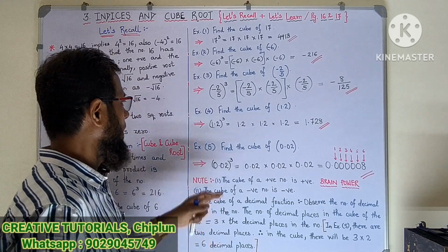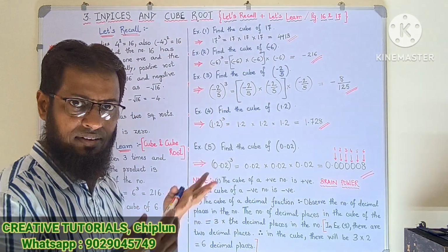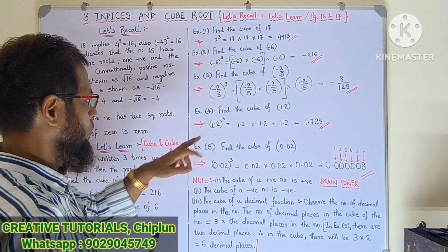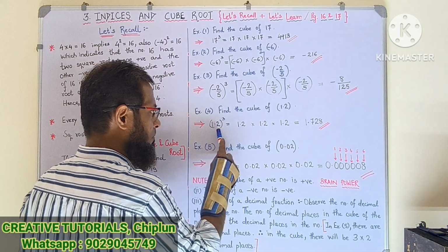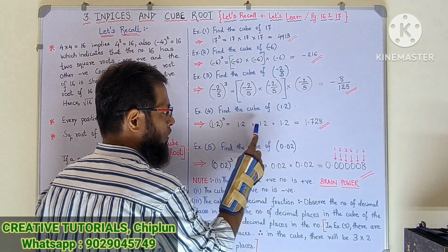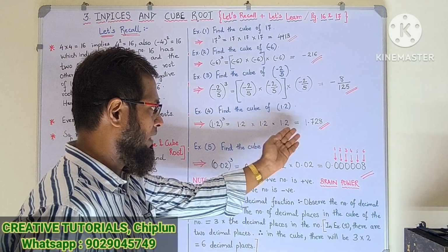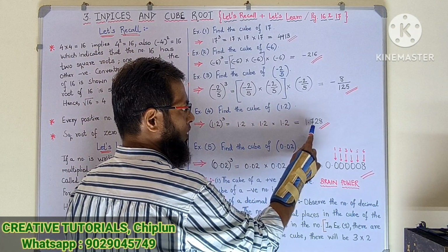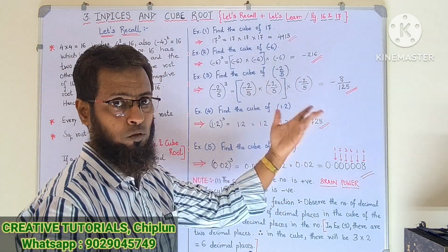Alright, then example number 4 is find the cube of 1.2. Now we have a decimal number over here. Okay, so 1.2 is our main number and we'll take the cube of this. So we will write the number 1.2 3 times. So 1, 2, 3. We wrote the number 1.2 3 times and we are multiplying them now. Okay, so when you multiply this, the answer comes as 1.728. Now the question is how to put the decimal point and where to put it.